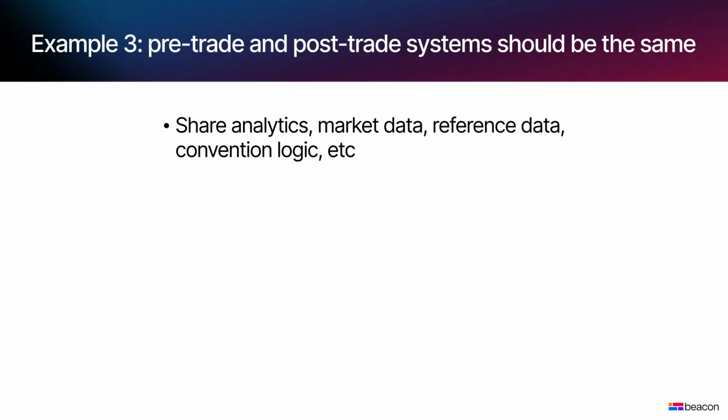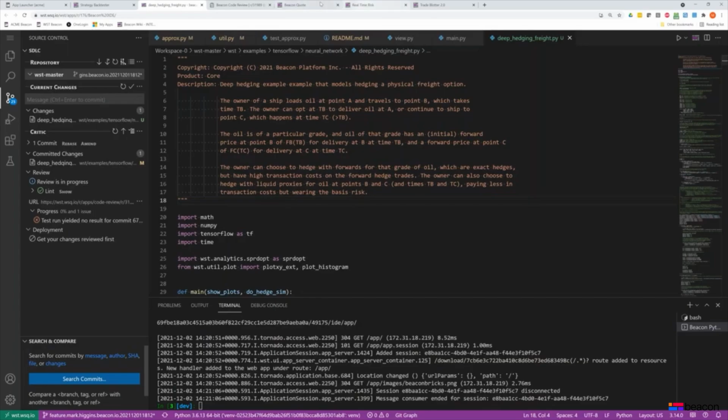The third example I wanted to talk about was pre-trade tools and post-trade tools being in the same system. Like we were talking about before, if they're not, then you run into issues where the analytics might be different, or the market data that you plug into your analytics is different, or the massive reams of reference data that you need to get right for pricing and managing derivatives, conventional logic, that sort of stuff. If any of those are different, then you can end up with problems between your pre-trade and post-trade systems. So let's go and look at how we do that in Beacon.